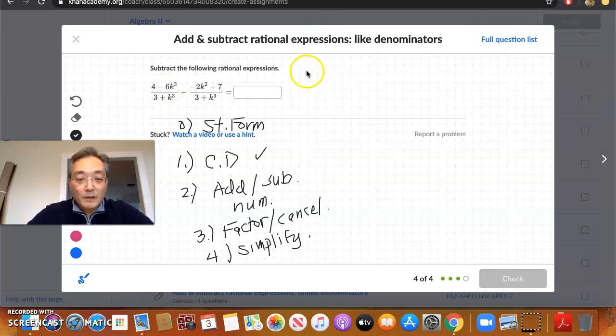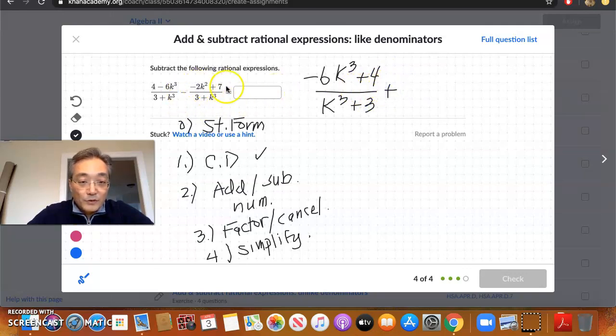So I'm going to go negative 6k cubed plus 4 over k cubed plus 3. Now I'm going to change the subtraction to an addition, plus, and then I'm going to change all the signs in the numerator. So it's 2k squared minus 7. And then rewrite the bottom again in standard form, k cubed plus 3.